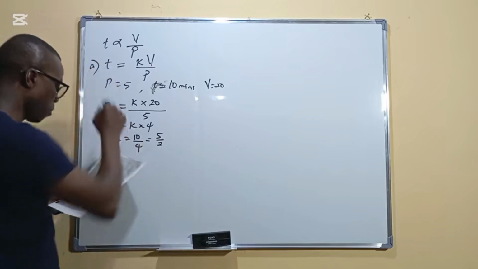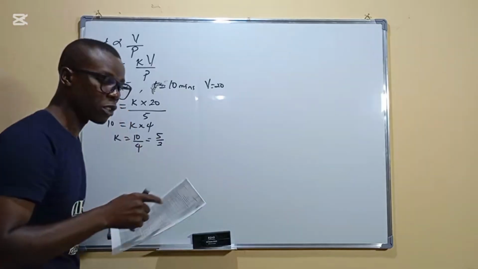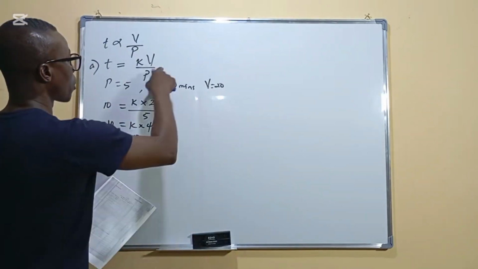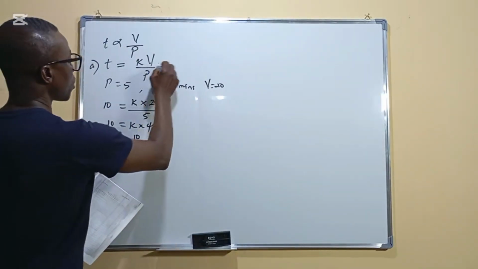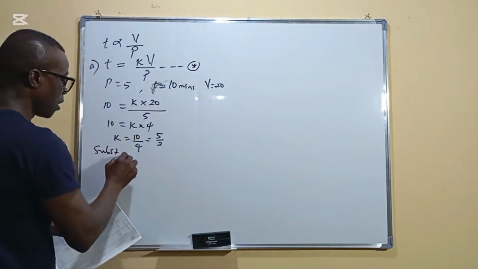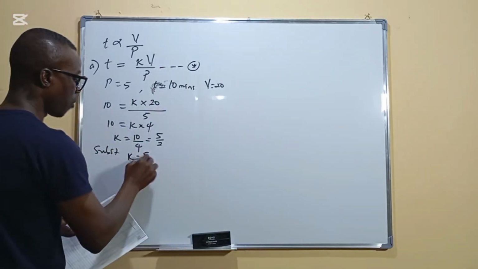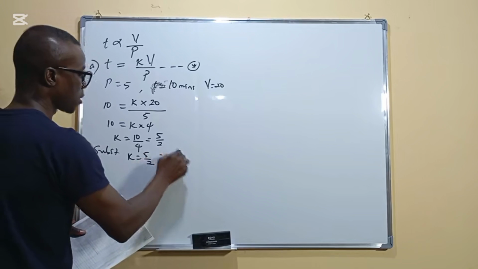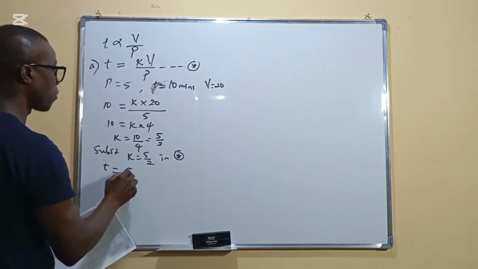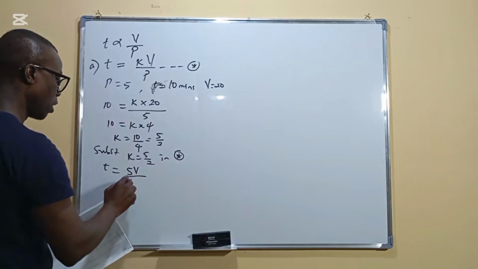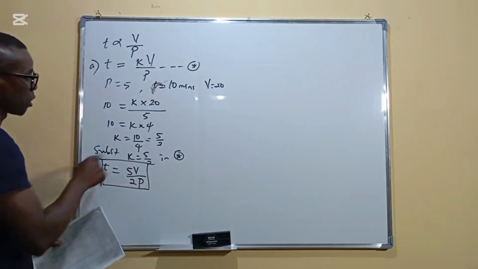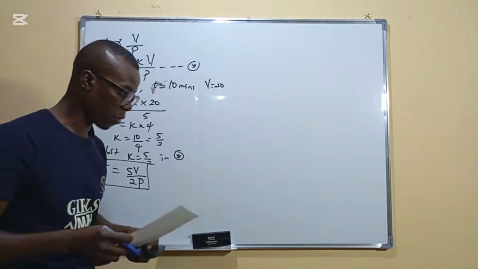That is for the first part of the question. They asked for the relationship between T, P, and V. So we have the constant of proportionality, and we are going to plug it back into this equation. I can call this one equation star. So substituting K equal to 5 over 2 in equation star, we have that T is equal to K V over P, which is 5V over 2P. So this is the relationship, and that's the first part of the question.